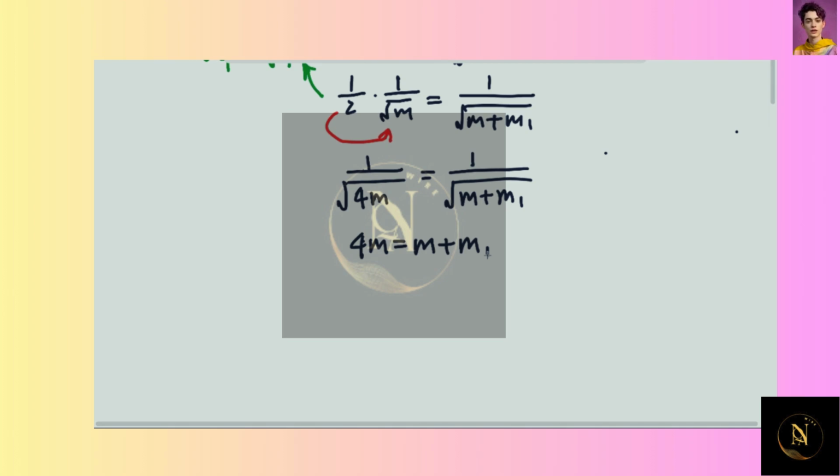Now it's just a simple subtraction. So 4m minus m equals m1, which will give us m1 equals 3m. So now we know that if the added mass is 3 times the original mass, we can reduce the frequency into half of the value.